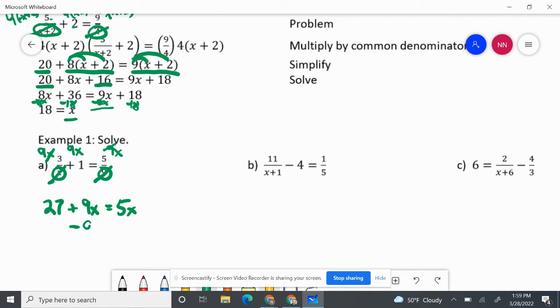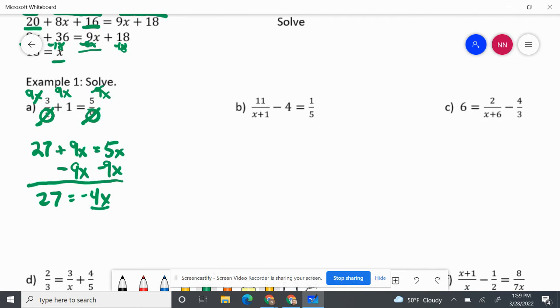I'm going to subtract the 9x. And I get 27 equals negative 4x. I'm going to divide it by negative 4. And I get x is equal to negative 27 over 4.